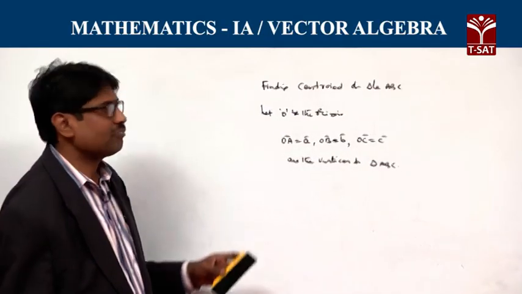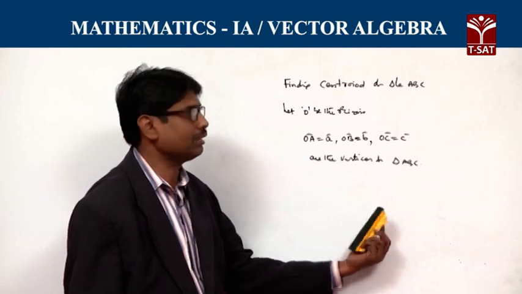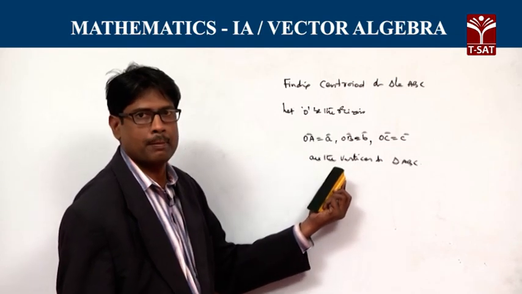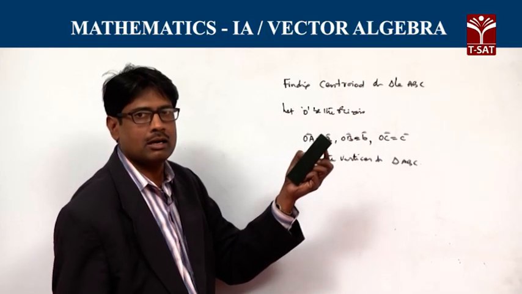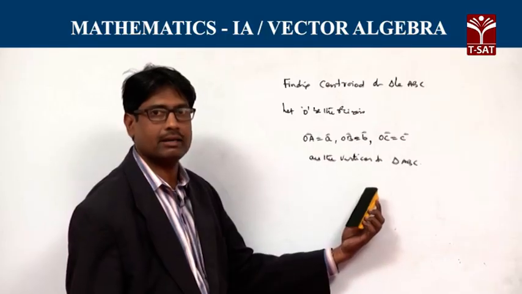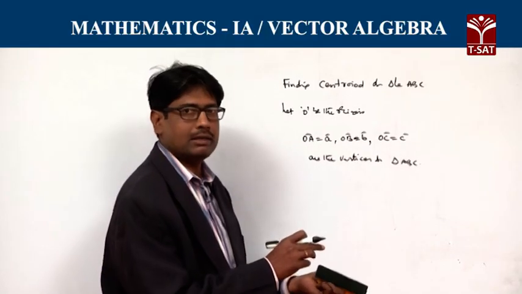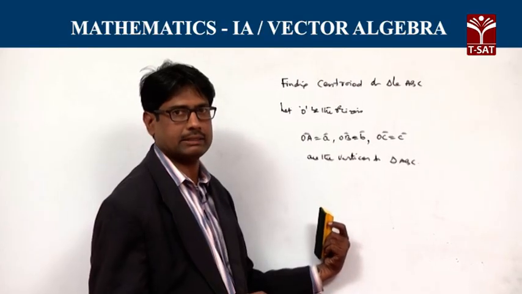Our aim: finding the centroid. Just now we did the midpoint of the position vector, now finding the centroid. What is a centroid? In a triangle, the point of intersection of medians we define as a centroid. First of all, we will prove that medians are concurrent, then we will calculate the centroid of the triangle ABC.